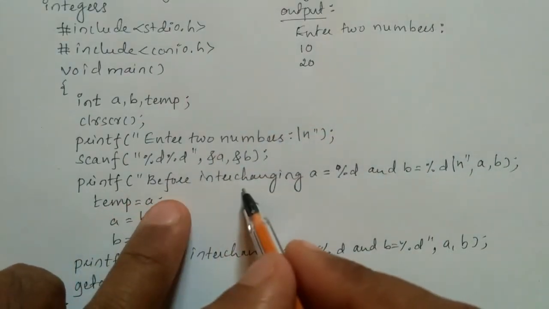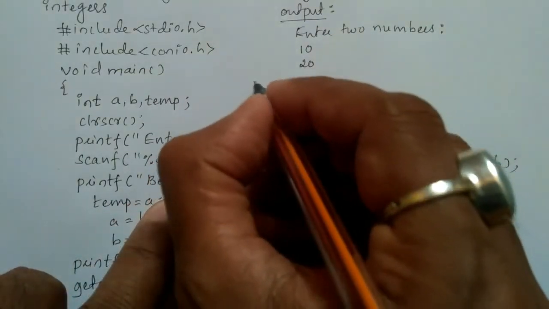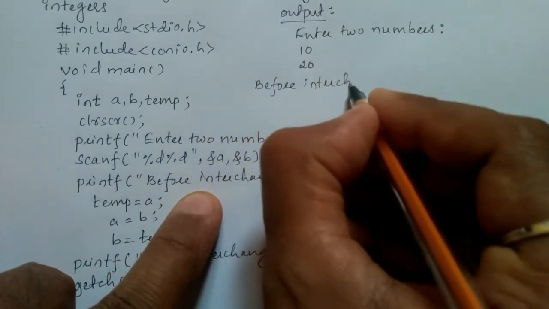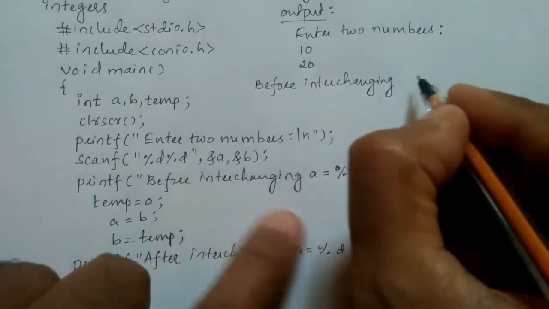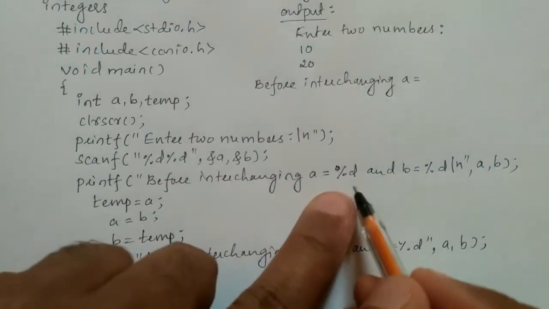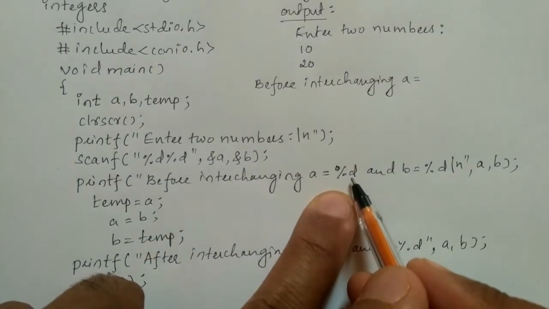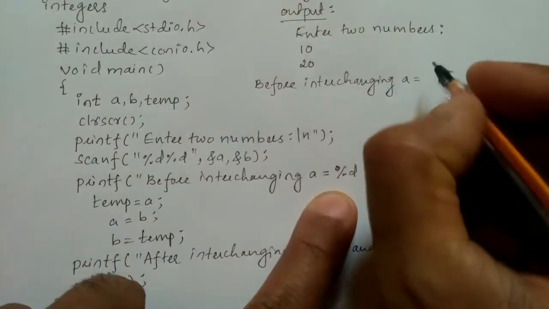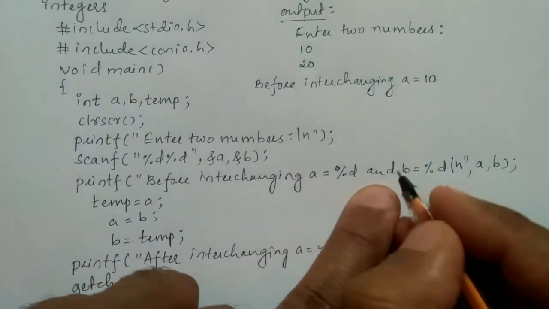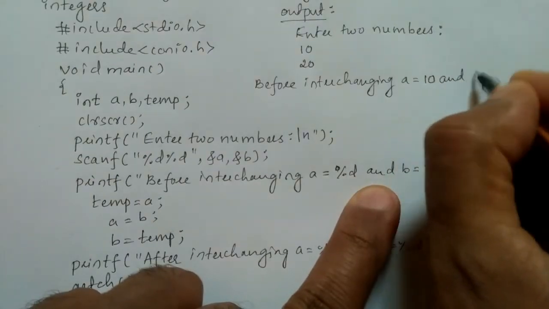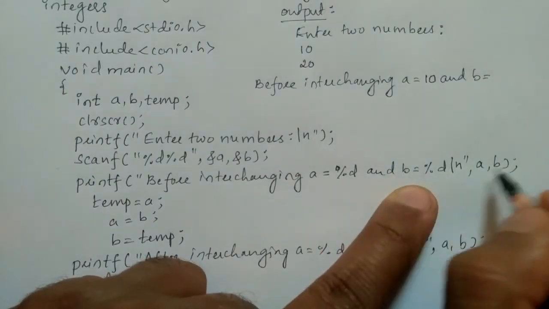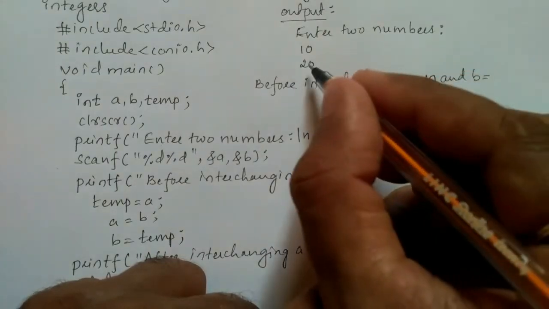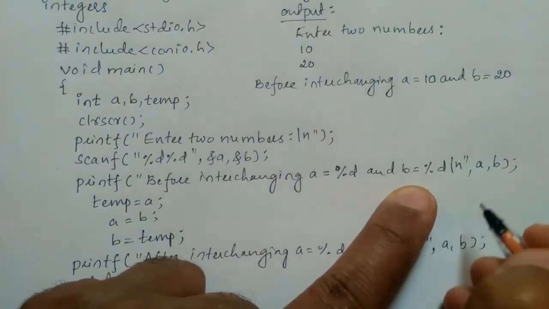So this particular statement, what is it going to display? Before interchanging a is equal to, so it will be printed as it is. Here you can see it is a format specifier %d associated with variable a. So a is what? 10. So it is going to display a is equal to 10, and b is equal to, it will be printed as it is, and %d is associated with the value stored in b. So what is the value stored in b? 20. So b is equal to 20 will be displayed.